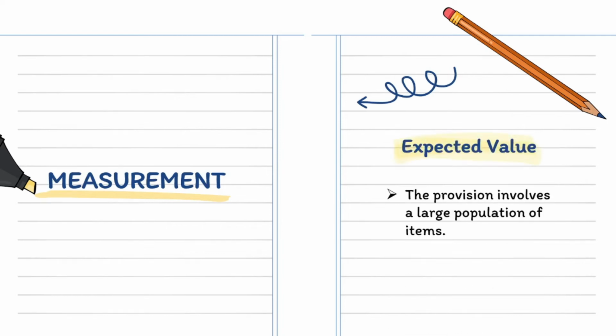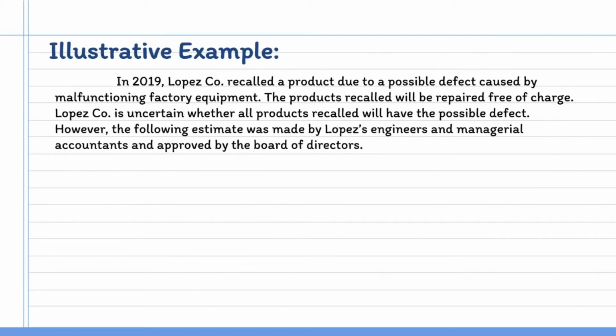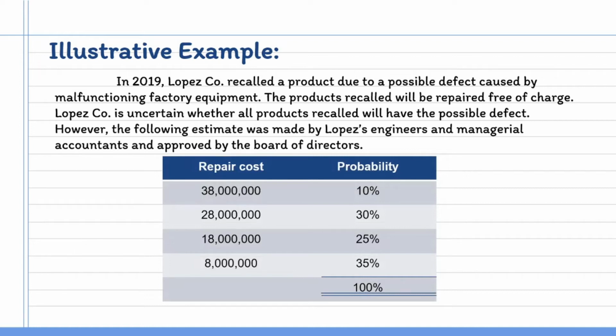Expected value. If the provision involves a large population of items, ang ginagamit naman nating measurement basis is expected value or probability weighted average. Illustrative example, in 2019, Lopez store recalled the product due to a possible defect caused by malfunctioning factory equipment. The products recalled will be repaired free of charge. Lopez is uncertain whether all products recalled will have the possible defect. However, the following estimate was made by Lopez engineers and managerial accountants and approved by the board of directors. Repair cost 38 million, probability of 10%; 28 million repair cost, probability of 30%; 18 million repair cost, probability of 25%; and 8 million repair cost, probability of 35%.